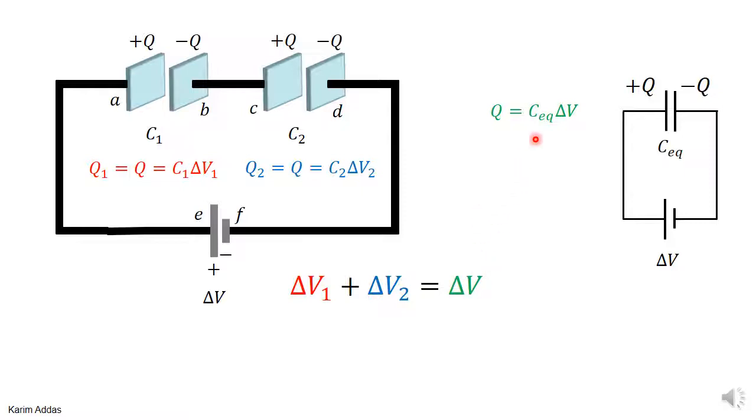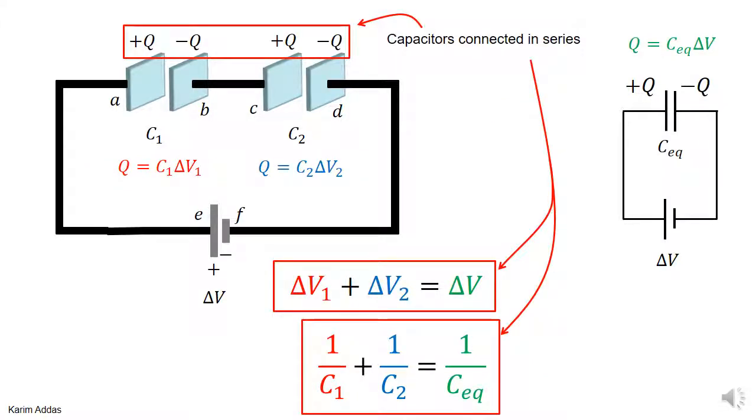So now, if you look at this equation, I can replace delta V by Q over C equivalent. And in this equation, I can replace delta V2 by Q over C2. And in this equation, I can replace delta V1 by Q over C1. And that's what you get. Q over C1 plus Q over C2 is equal to Q over C equivalent. Now all these Q's are the same, so I can delete the Q's, and you get this final relationship for the equivalent capacitance in terms of C1 and C2. We have 1 over C1 plus 1 over C2 is equal to 1 over C equivalent.